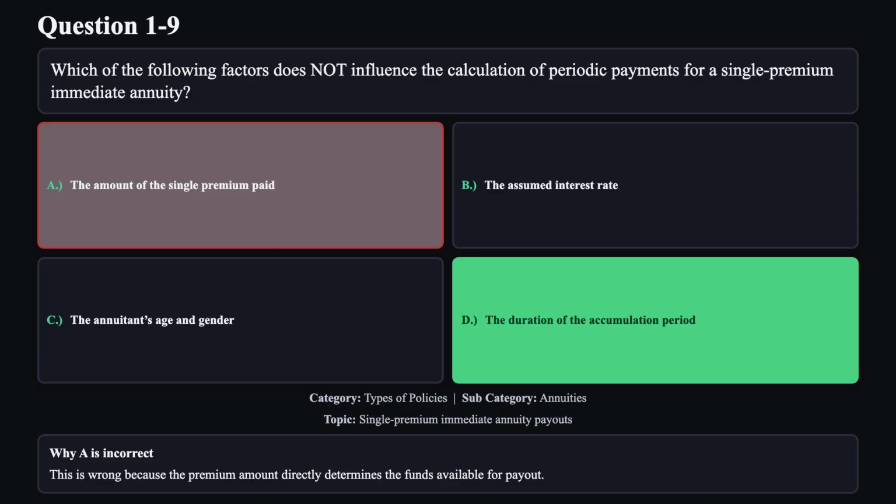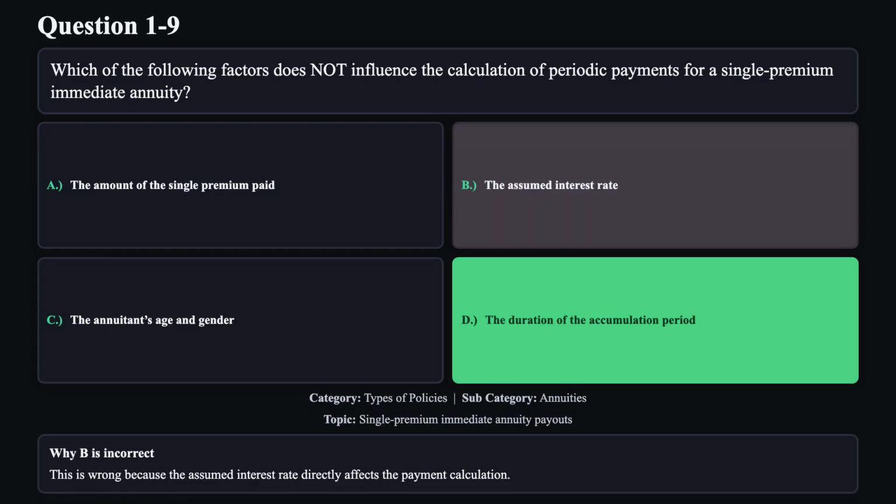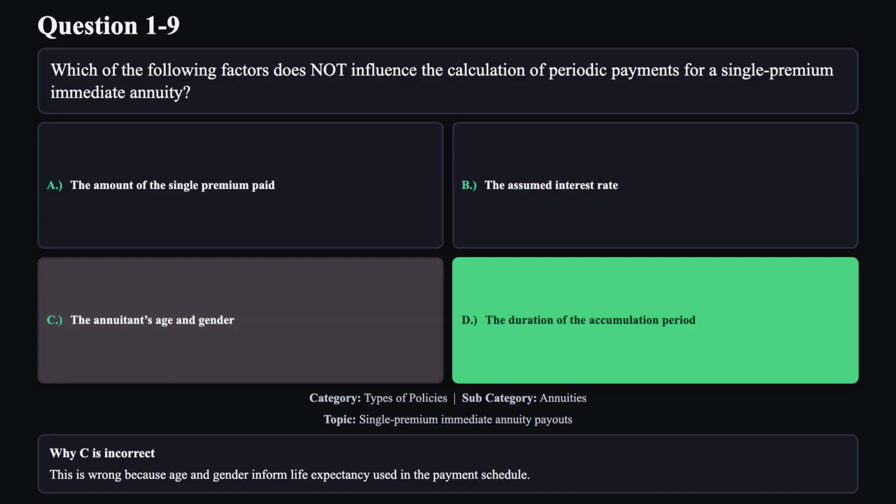Reason A is not correct. This is wrong because the premium amount directly determines the funds available for payout. Reason B is not correct. This is wrong because the assumed interest rate directly affects the payment calculation. Reason C is not correct. This is wrong because age and gender inform life expectancy used in the payment schedule.